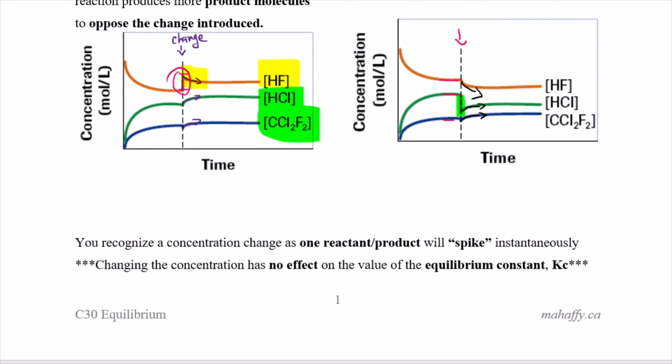And then I just have a couple of notes here. You can recognize that the change we made was a concentration change because one reactant will spike up or down. It'll spike up if we added it. It will spike down if we removed it. And the second thing to note is that if we change the concentration, that has no effect on the equilibrium constant. So the Kc value stays the same. The new equilibrium position that's established would have the same Kc if we calculated it.